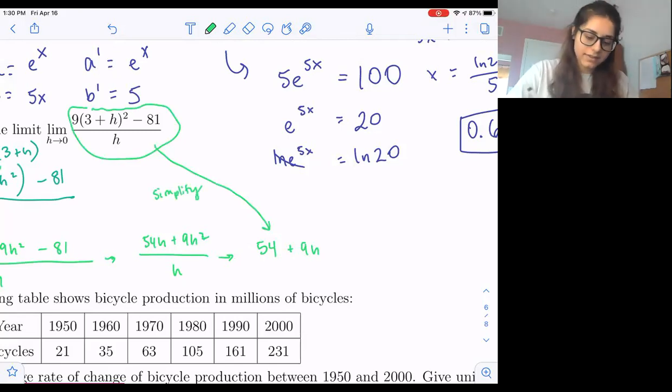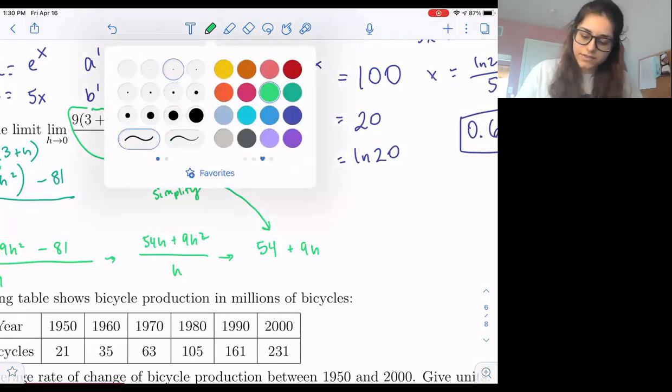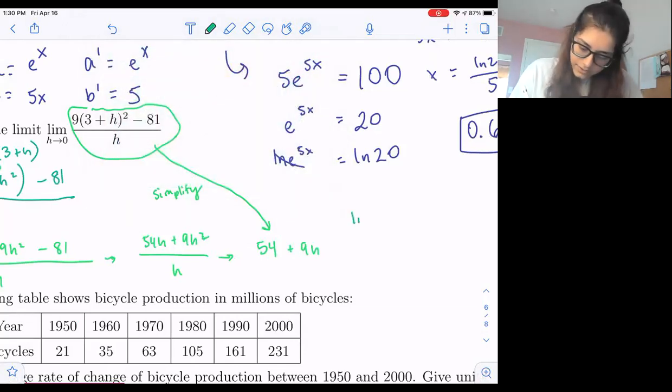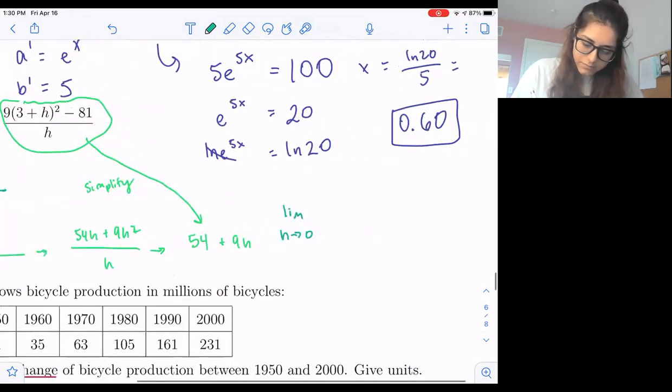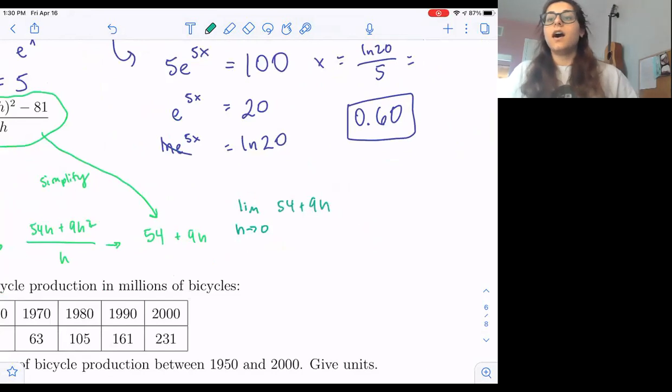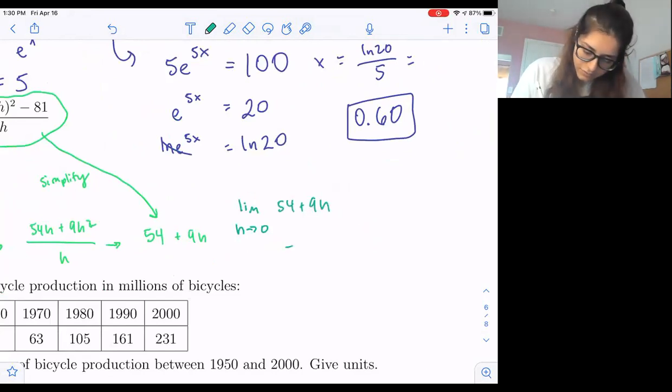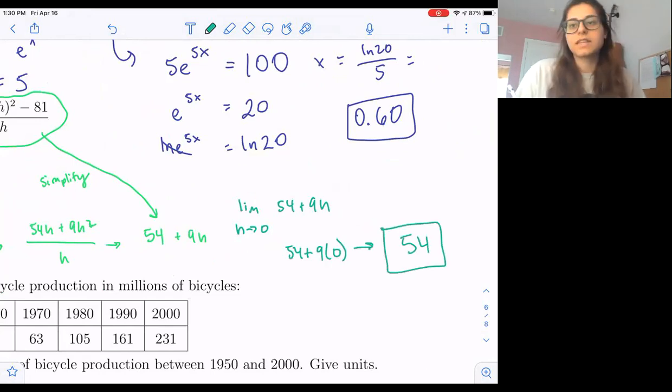And now we can rewrite the limit because it's so much easier to solve now. Limit as h approaches 0 of 54 plus 9h. All we have to do now is plug in 0 for h. So we get 54 plus 9 times 0, and that will give us 54. Final answer.